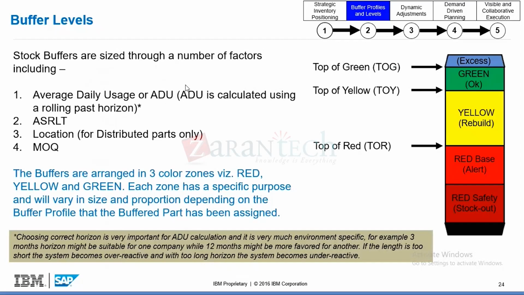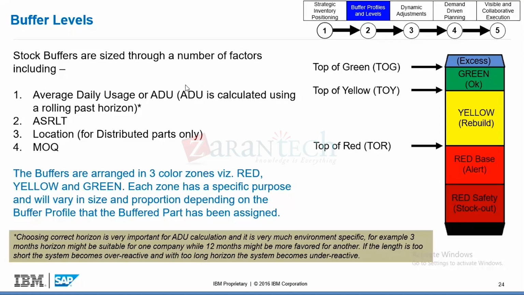So I'm coming to these buffer levels. There are some terminologies here. Stock buffers are sized to a number of factors. First you can see the 4 buffer zones. The excess zone is above the green zone, which is the OK zone, where we have sufficient stock. The yellow zone is the zone where we have to rebuild. And red is the base limit, which is the alert zone. Further, another red is the stock out zone. And below that is the black zone.